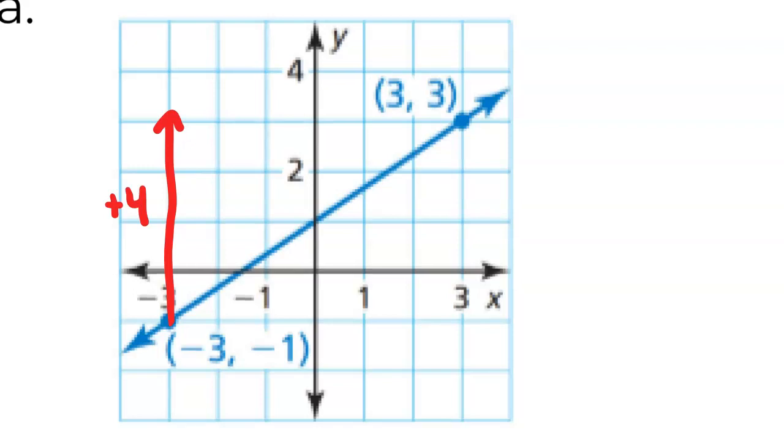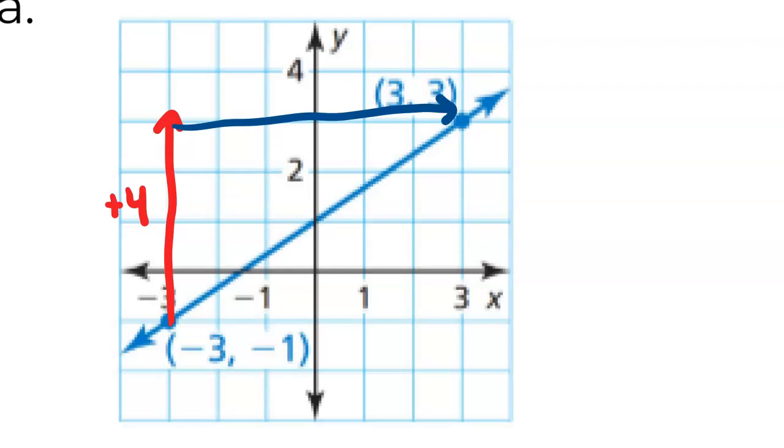Horizontally first? I can show you. It doesn't matter which way. You'll get the same thing either way. So we go up 4, and then we have to go to the right. And just like on a number line, whenever you go to the right, we take it as a positive thing. So we have to go to the right 1, 2, 3, 4, 5, 6.